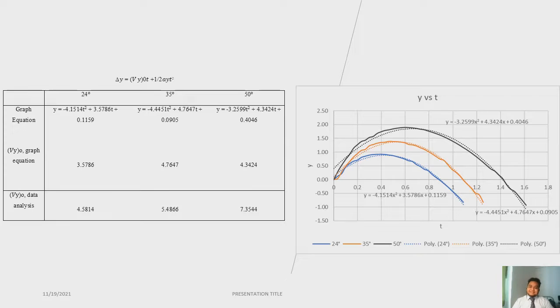The next graph is y versus t, y against t. This graph is for the y-axis against the time. From the graph we can collect the data and make a table for the three different angles, same as the previous graph. We collect the same thing, the equation from the graph, and the data analysis from the previous data analysis.